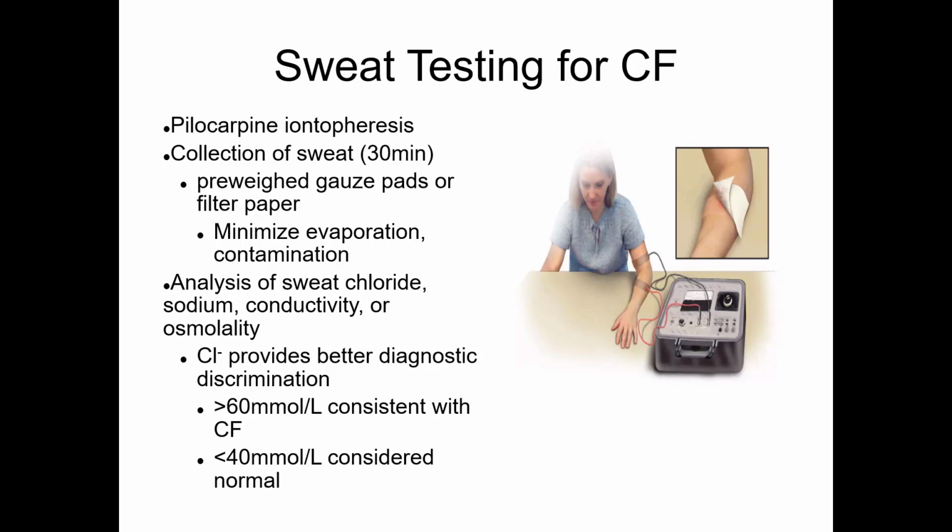The sweat test is depicted here. Pre-weighed gauze pads or filter paper minimize evaporation and contamination. The analysis is of sweat chloride, sodium, conductivity, or osmolality. Chloride provides a better diagnostic discrimination. If it's greater than 60 millimoles per liter, it's consistent with cystic fibrosis. If it's less than 40, it's considered normal.